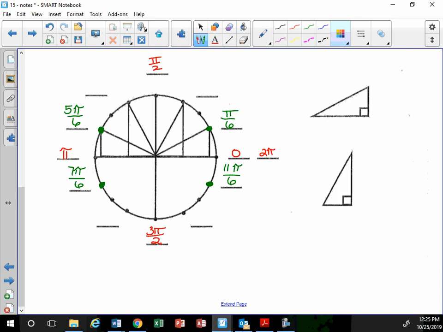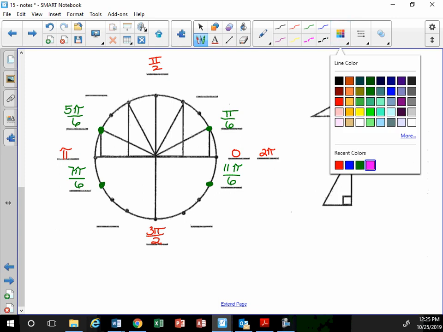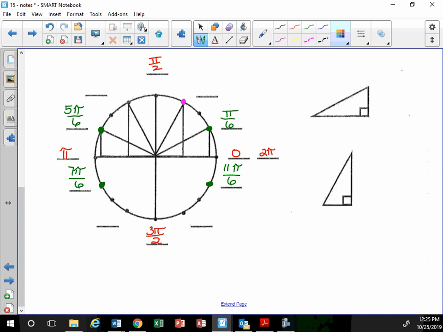Okay. I'm changing colors again. So now we've got these pink ones left to do. All right, that's 60 degrees. What is 60 degrees in terms of radians? Pi over 3. Yes, that one is pi over 3.